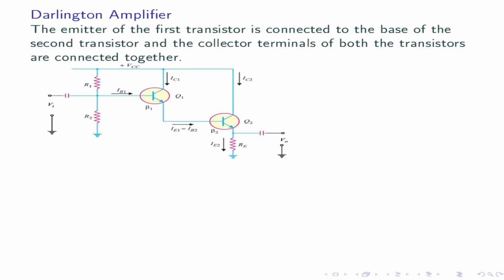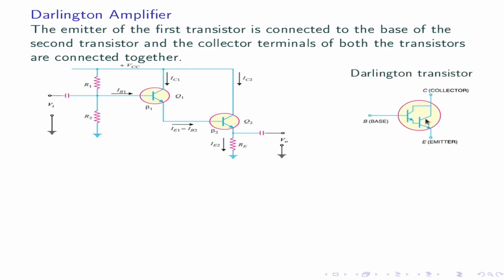Darlington amplifier. This is the Darlington amplifier. The emitter of the first transistor is connected to the base of the second transistor, and the collectors of both the transistors are connected together. Darlington transistors are available with one collector, base and emitter. Here both the transistors are connected.